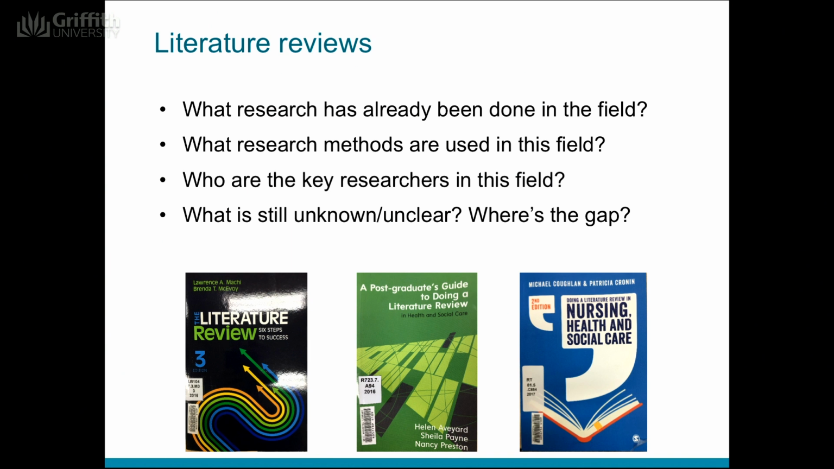So, to do a literature review, we're interested in what research has already been done in the field. We also want to know what research methods are used in this field. It's helpful to know who are the key researchers in the field and what is still unknown or unclear. Where's the gap? Because the gap is where you can do research to generate new evidence.